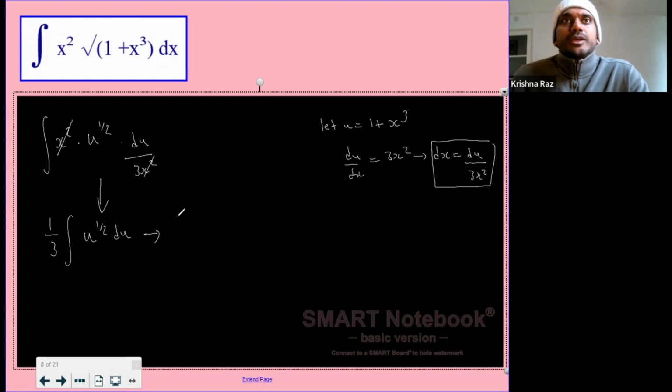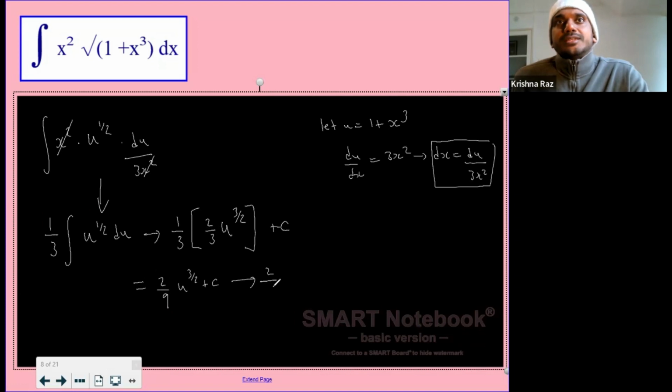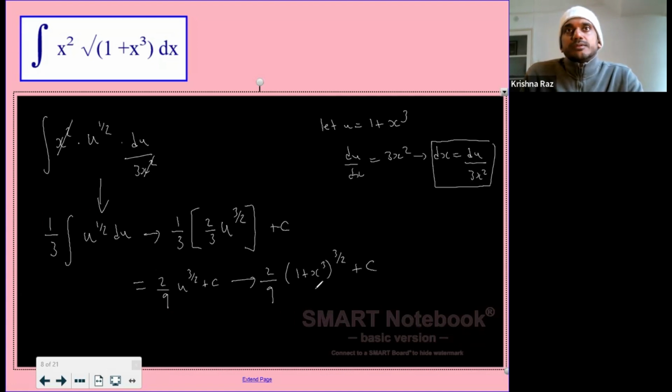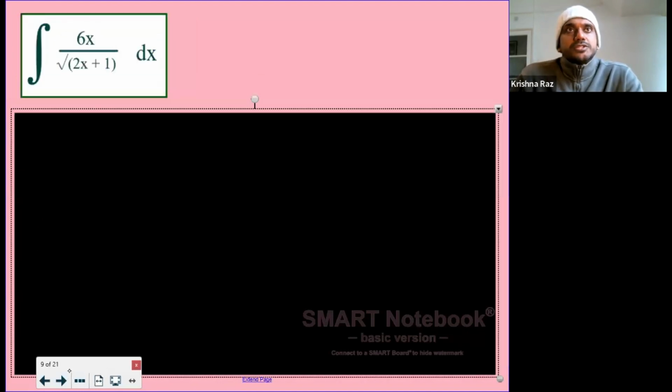When we integrate that, we will get 1/3 of u to the 3 over 2 divided by 3 over 2, which is the same as times by 2/3, plus c, which equals 2/9 u to the 3 over 2 plus c. And since u is 1 plus x cubed, it'll be 2/9 times 1 plus x cubed to the power 3 over 2 plus c. So that is the first type, where you get a nice cancellation. The second one's a little bit different.